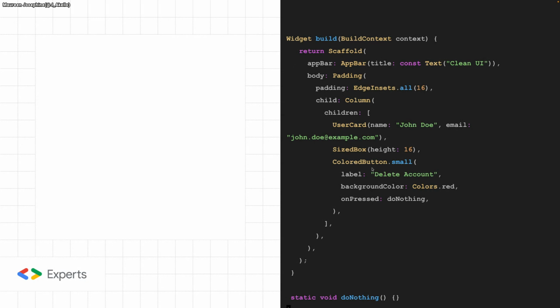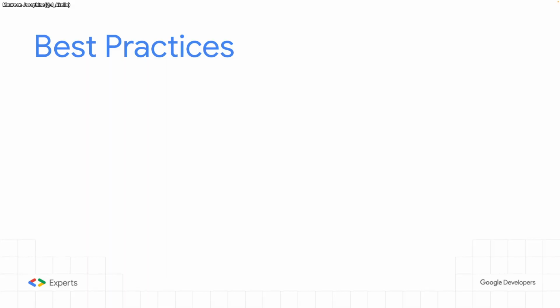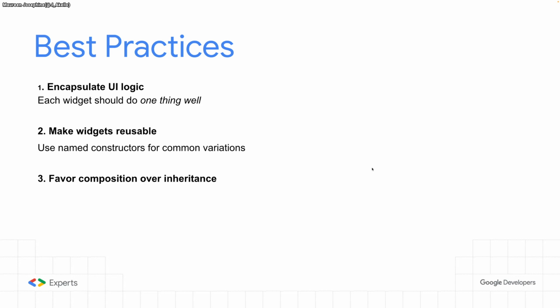And I'll go to the next best practices. One of the best practices that I've learned over time is each widget should do one thing. This makes it easy to write tests and everything, and makes the widgets reusable. Use named constructors for common variants, for example, for the labels in buttons. That's a recommended behavior.